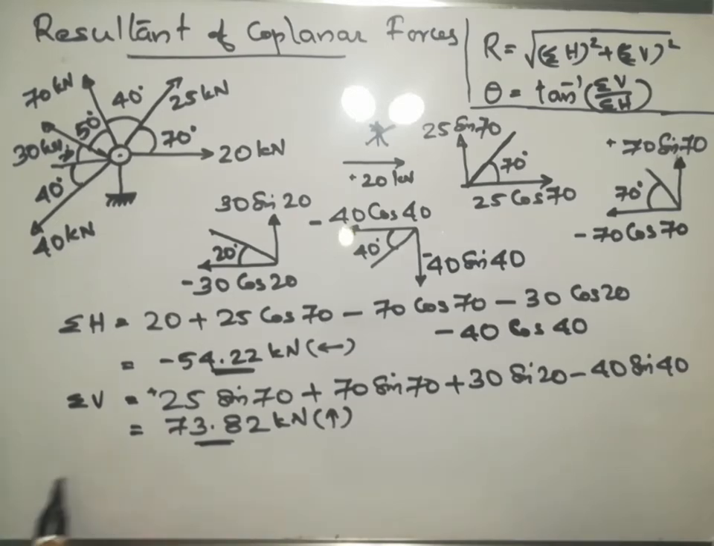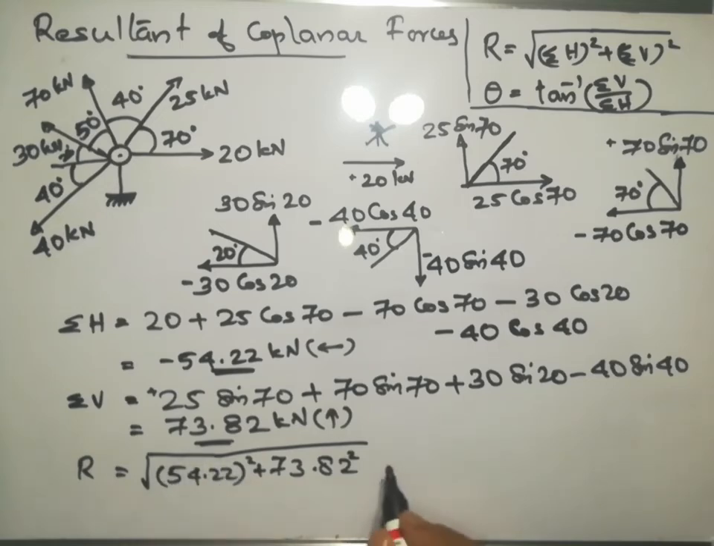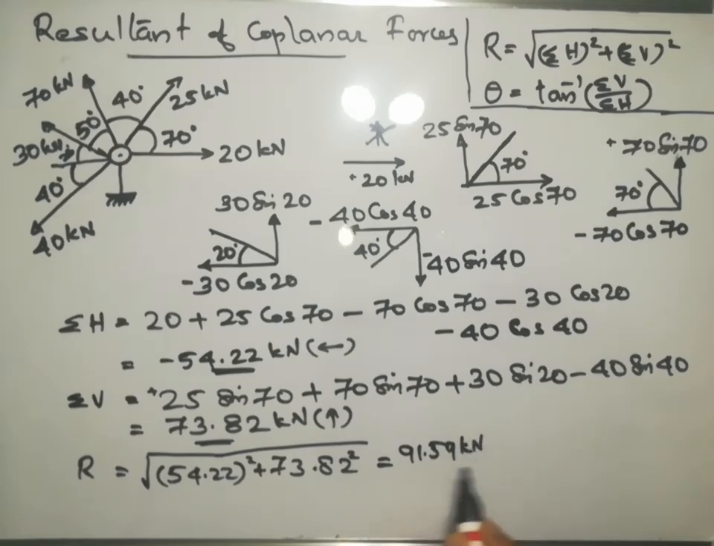Now the resultant R equals the square root of how much? 54.22 squared plus 73.82 squared. We need not worry about the minus sign because when it is squared, that will be cancelled. So R is equal to 91.59 kilonewton.